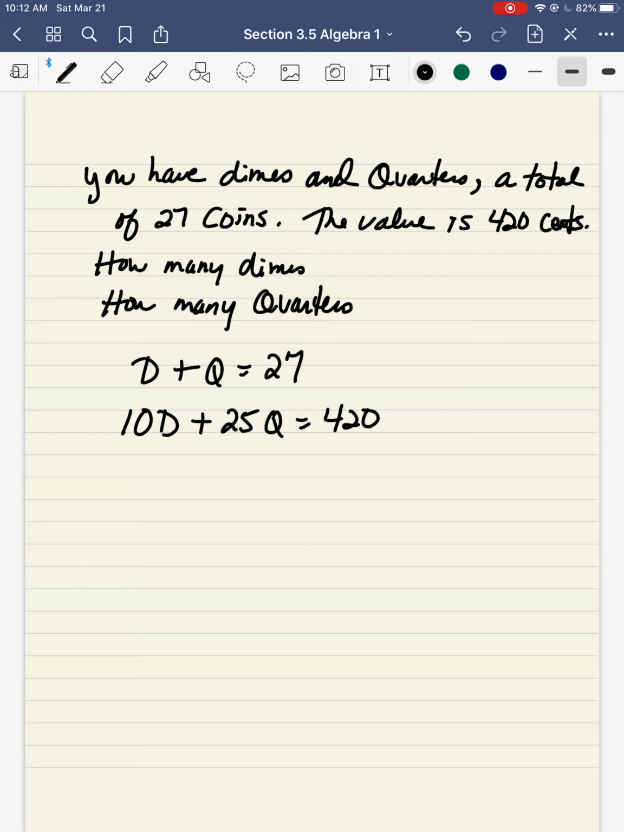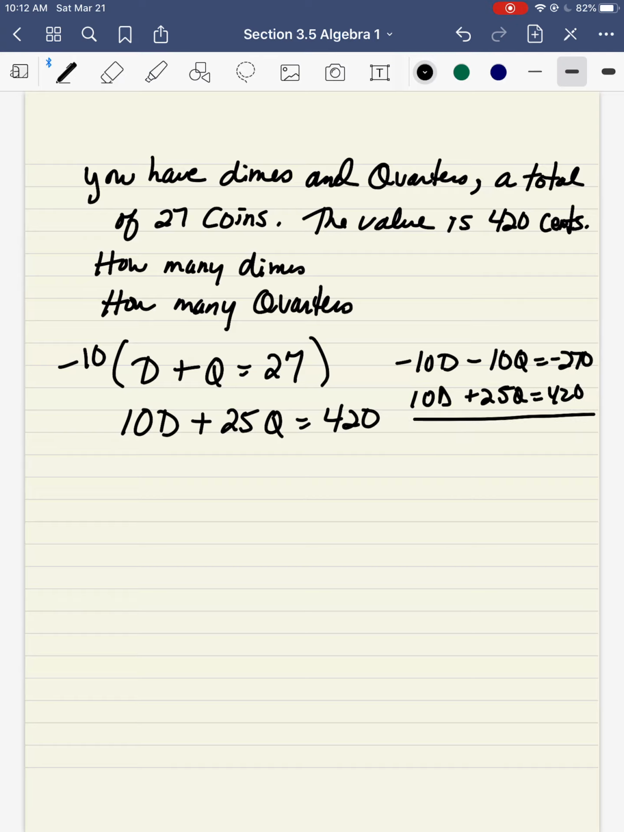Let's get rid of our d's. If I multiply the top equation by negative 10, I get negative 10d minus 10q is equal to minus 270. Rewrite my second equation: 10d plus 25q equals 420. Minus 10d plus 10d makes a 0d. Minus 10q plus 25q is 15q.